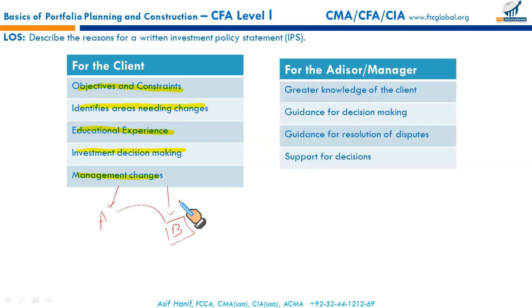Then there are certain benefits for the advisor or managers as well. Greater knowledge of the client, you would know what the client wants, guidance for decision making, guidance for resolution of disputes. If there is an issue, we can refer to the IPS to resolve the issue. And of course, it can be used to support the manager's investment decisions, because manager investment decisions are based on the IPS, so as a manager, you can defend your decisions taken.